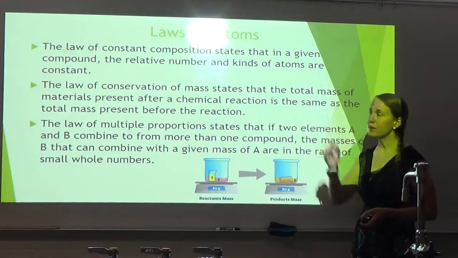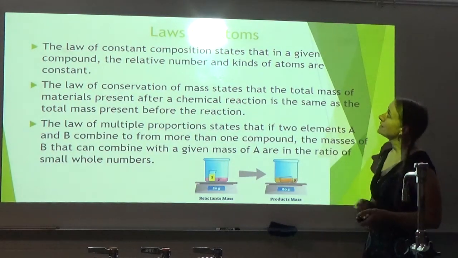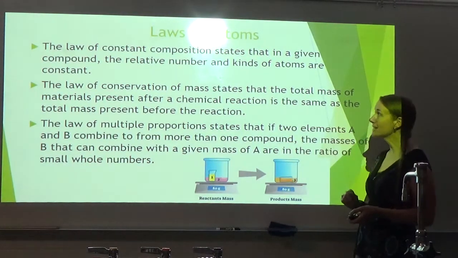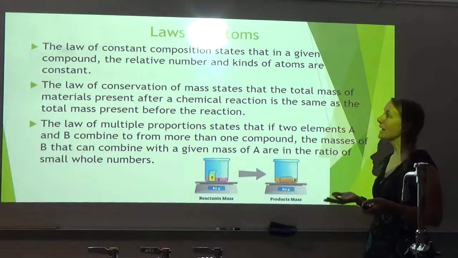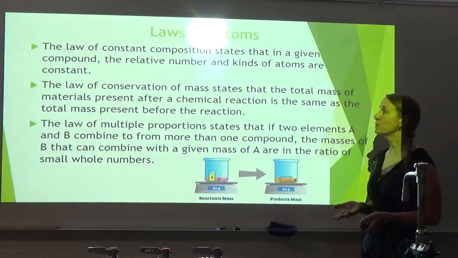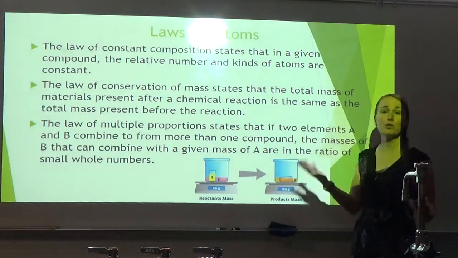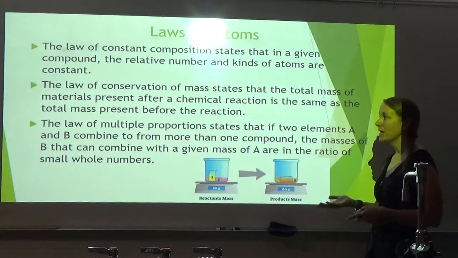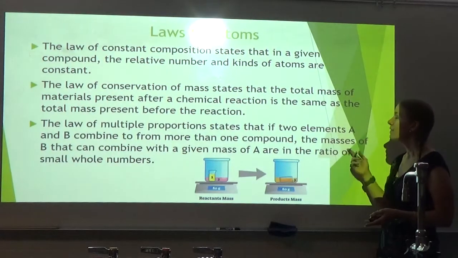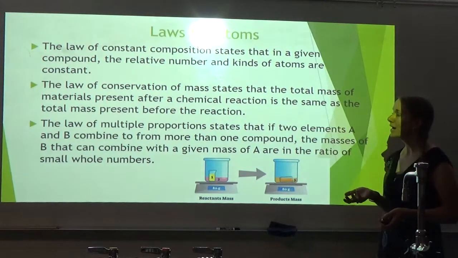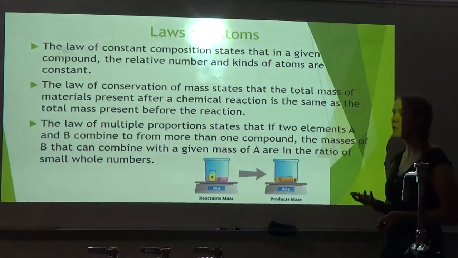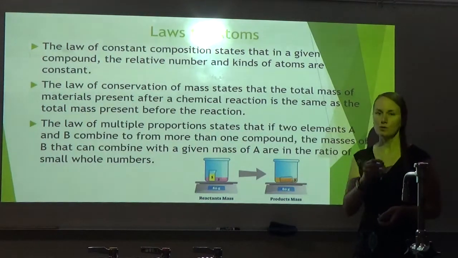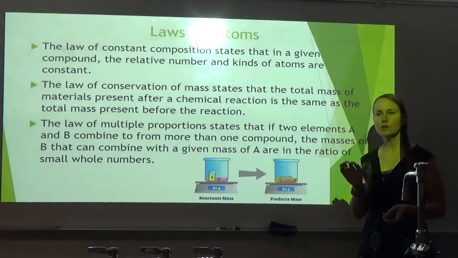So, some laws that apply for atoms. The law of constant composition states that in a given compound, the relative number and kinds of atoms are constant. The law of conservation of mass states that the total mass of the materials present after a chemical reaction is the same as the total mass present before the reaction, so mass can neither be created nor destroyed. The law of multiple proportions states that if two elements, A and B, combine to form more than one compound, the masses of B that can combine with a given mass of A are in the ratio of small whole numbers. So that's why a lot of formulas are like H2O or H2O2. They form that low, small whole number ratio.